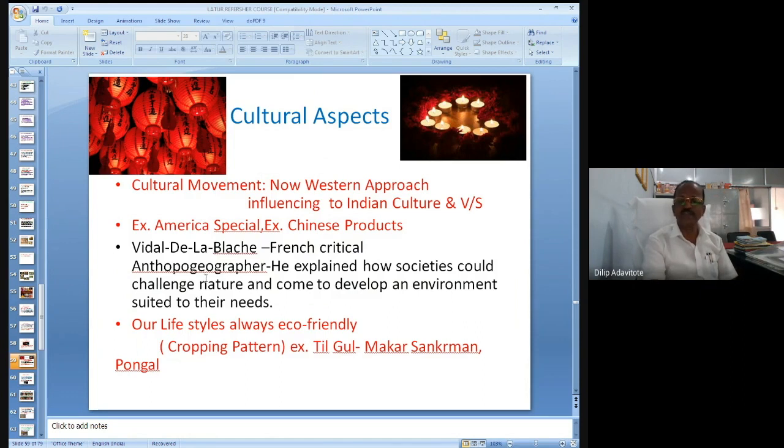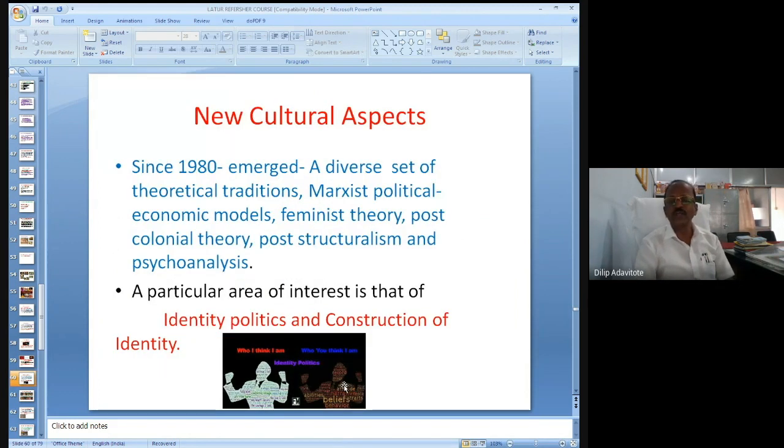So lifestyle is also important. Our Indian culture is very important because Indian culture is related to the Indian agriculture system. When we celebrate some festivals like Makar Sankranti, Pongal, we use the produce harvested in our agriculture farms. It is a very important thing as a geographer. We must highlight our cultural traditions and the role of the geographer, how it is linked to tourism development in our country. This new cultural aspect is emerging after 1980.